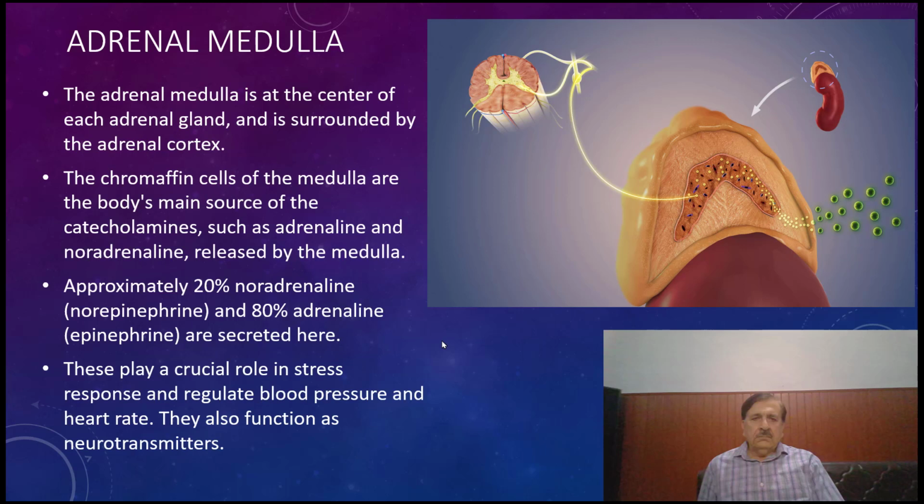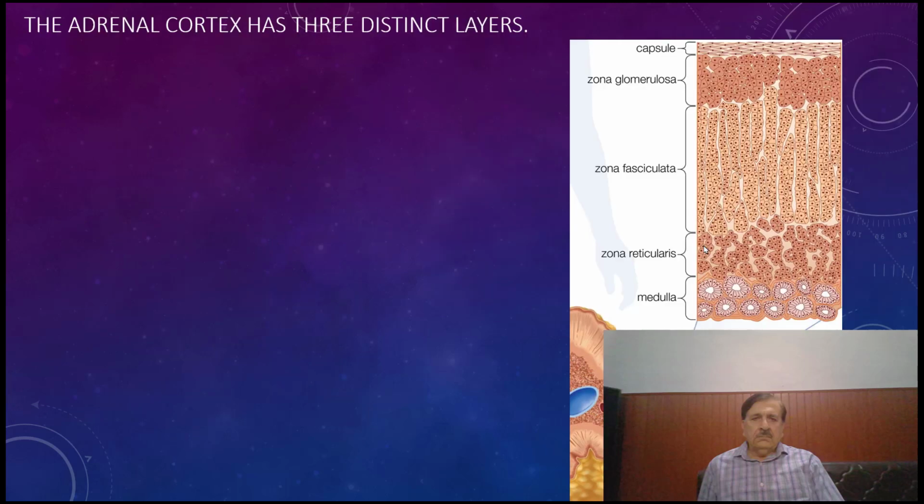These play a crucial role in the stress response and regulate blood pressure and heart rate. They also function as neurotransmitters. The two hormones secreted from this zone regulate the blood pressure and heart rate, and also play a role as neurotransmitters. The adrenal cortex has three distinct layers.